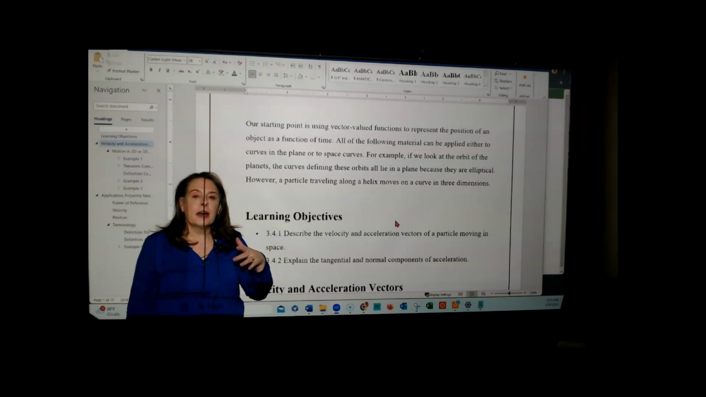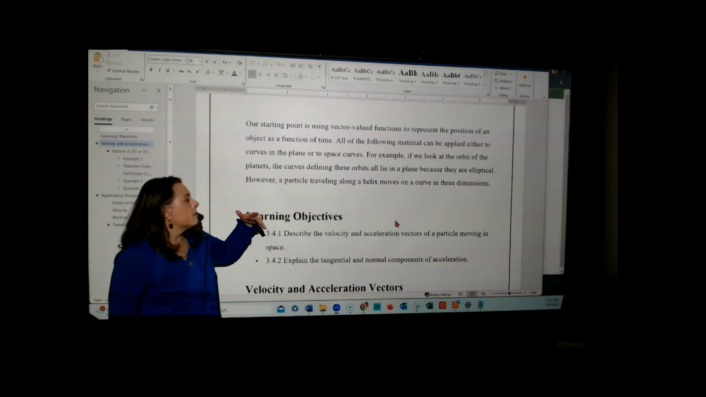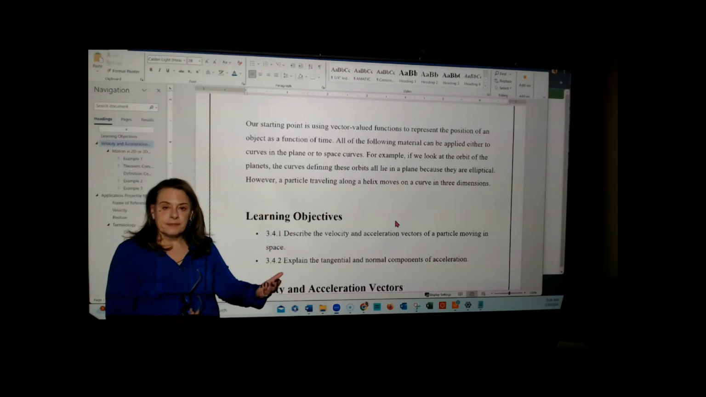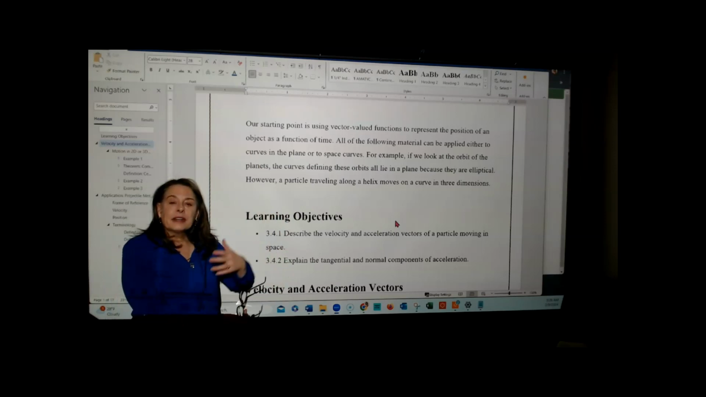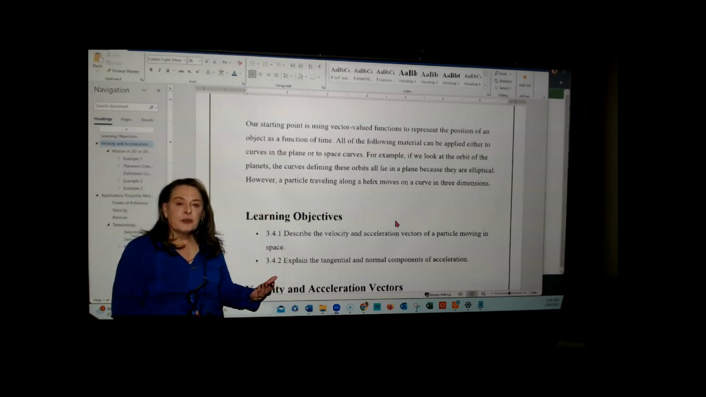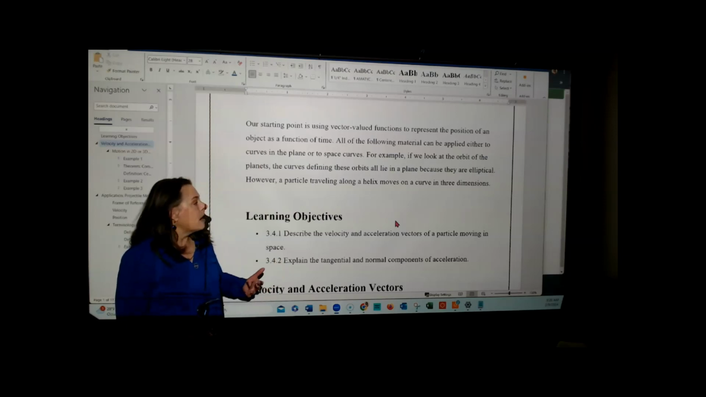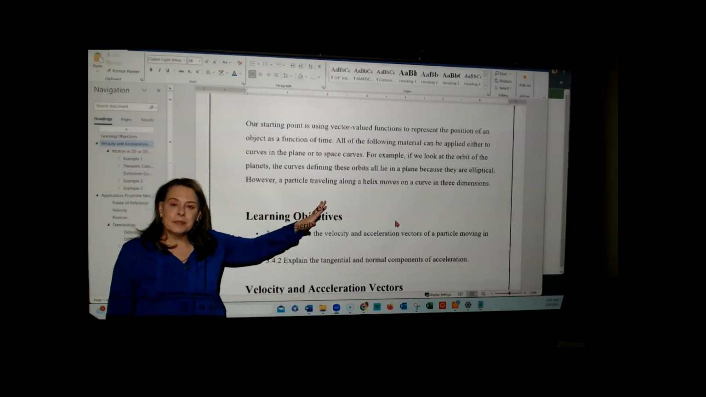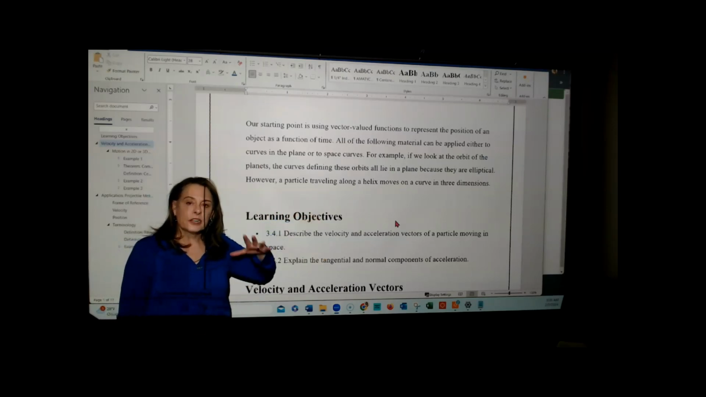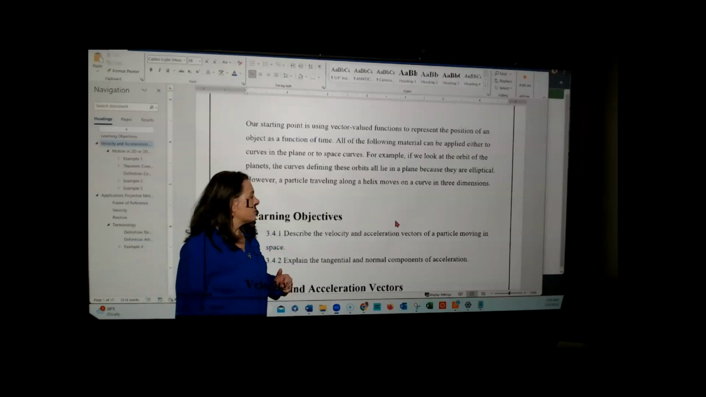For example, let's think about the orbit of the planets around the sun. In fact, although they exist in 3-dimensional space, their motion around the sun is actually occurring in a plane because their orbits are all elliptical. They're occurring in a 2-dimensional space, even though the object itself is in 3 dimensions.